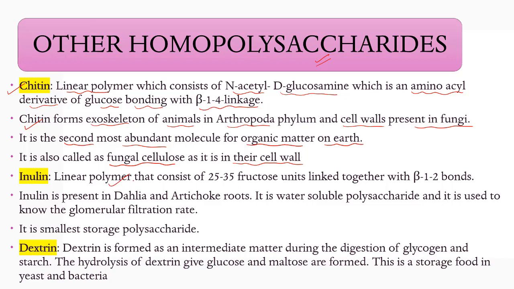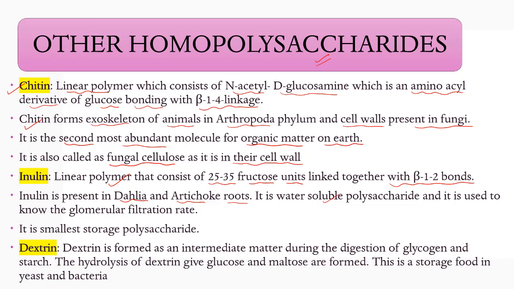Inulin is a linear polymer that consists of 25 to 35 fructose units linked together with beta 1,2 bonds. Inulin is present in dahlia and artichoke roots. It is formed by 25 to 35 fructose units which join together by beta 1,2 glycosidic linkage.